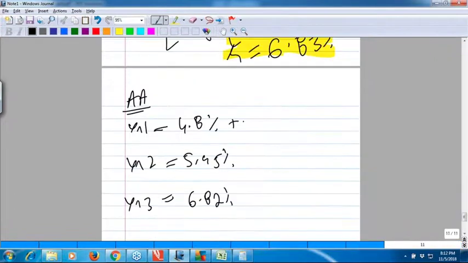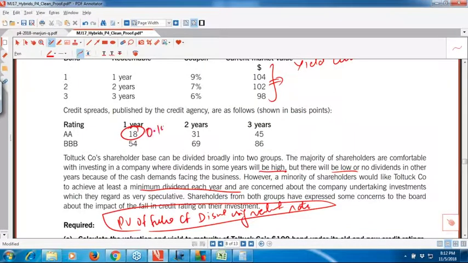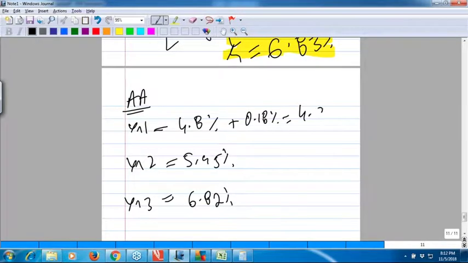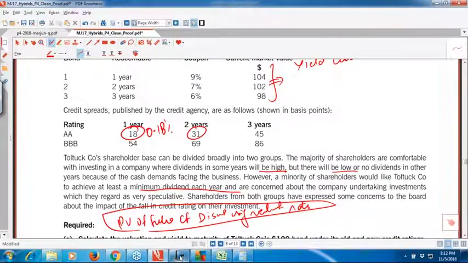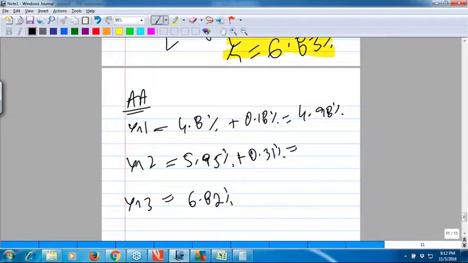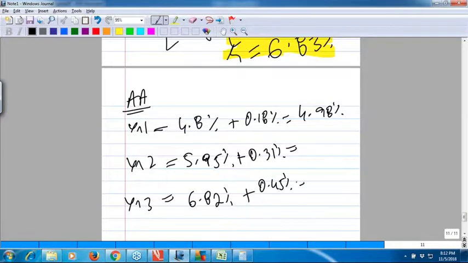And what we will do is add up the credit spread of 0.18, because this 18 actually means 0.18%. So we'll add this 0.18% here, and we'll end up getting 4.98%. Then we will add this 0.31% here, and then we will add this 0.45% in year three. So what are we going to get as a result? We need to establish.